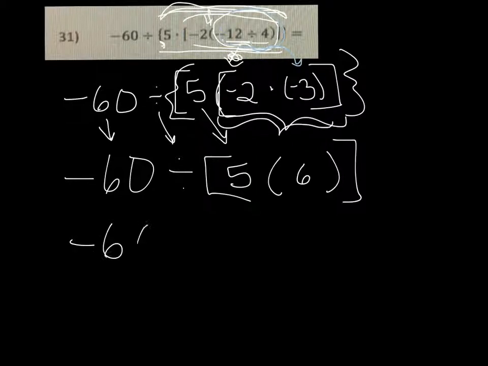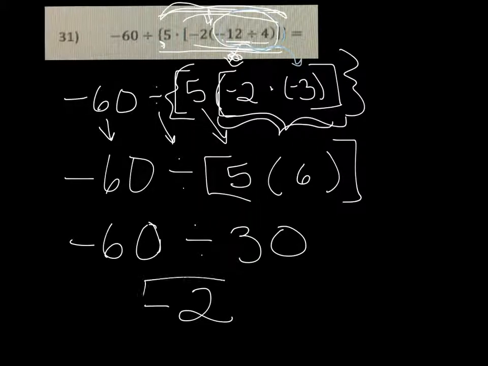Negative 60 divided by, get rid of our last parentheses here, 5 times 6, 30. Okay. 60 divided by 30 is 2, and a negative divided by a positive is negative. There's number 31.